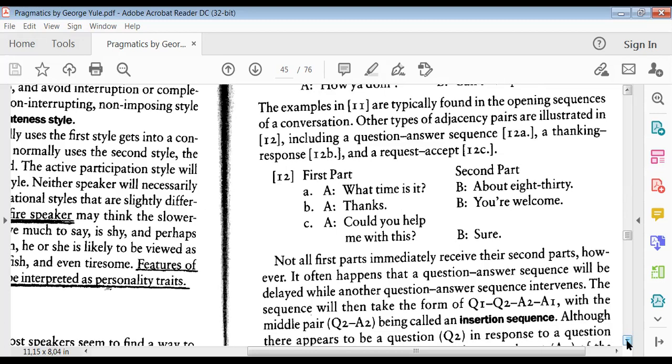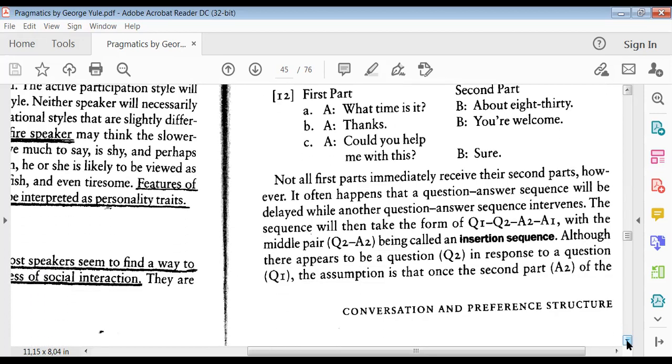So depending on the situation, you must remember that the second part often involves variation. So there is often variation in the use of the second part. Not all first parts immediately receive their second parts, however. It often happens that a question answer sequence will be delayed while another question answer sequence intervenes.